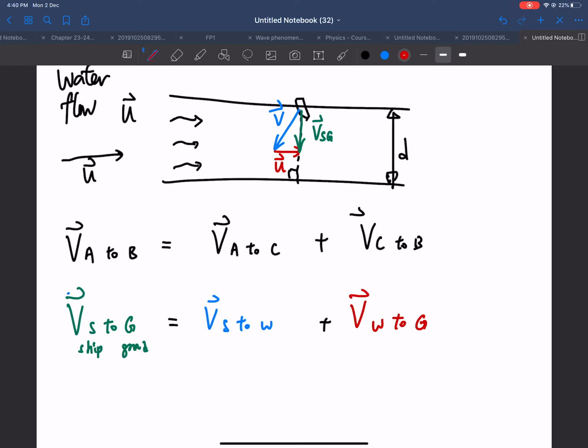So you look at the color, okay? Understand by yourself. Look at the color of the arrows. Understand?